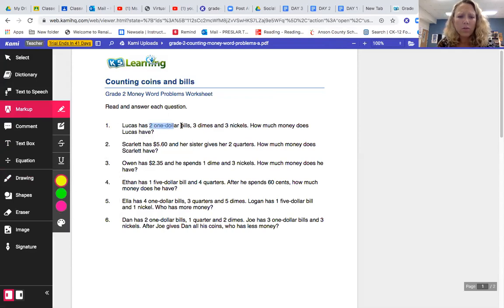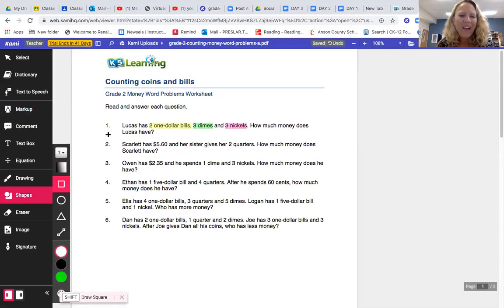Lucas has 2 $1 bills. Okay, that's dollars, then 3 dimes, and then I could even use another one with 3 nickels. How much does Lucas have? So what I know now is that how much does Lucas have means they want us to, and you can box this out, how much does Lucas have? They didn't say in all, but essentially they're wanting us to add.